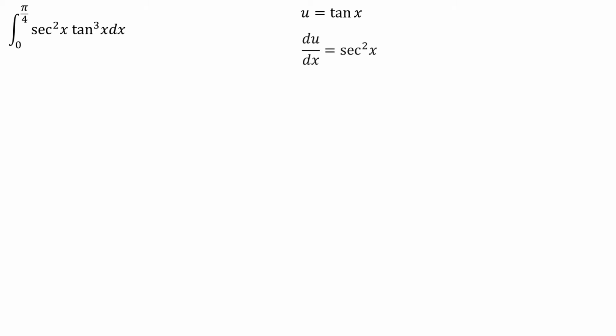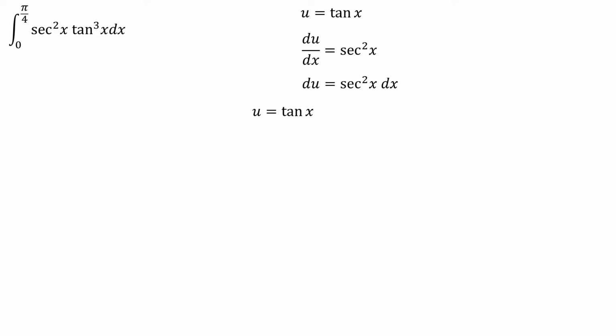Right? Derivative of tangent is secant squared. So the derivative of tangent of x will become secant squared x. So the secant squared x dx will be substituted with the du. Tangent to the third power of x will just become u to the third power. Uh-oh. I gotta do some of those limits again.